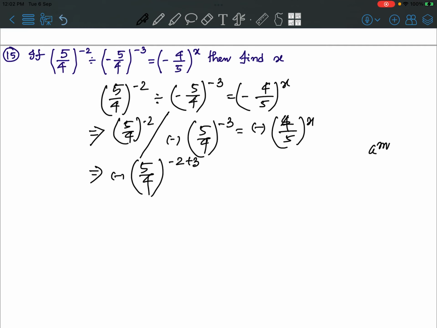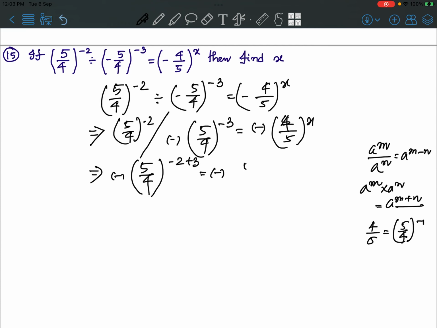Why? Because a^m divided by a^n equals a^(m-n), or a^m into a^n equals a^(m+n). You can see it both ways. Now we can write 4/5 as (5/4)^(-1). Why? Because if we write 4/5 as (5/4)^(-1), then raised to the power x, the base will be equal on the left hand side and the right hand side of the equals sign. Then it will help us to solve the problem.